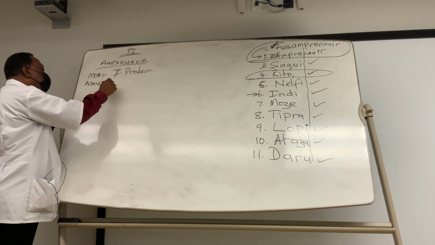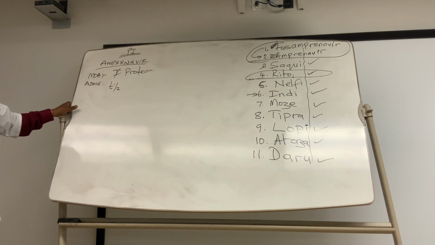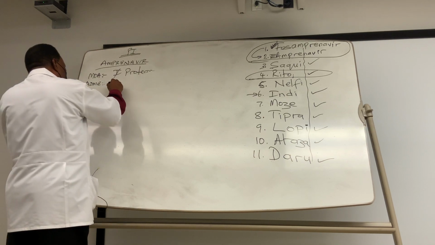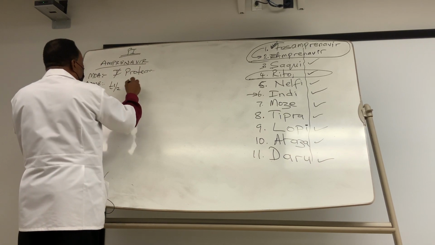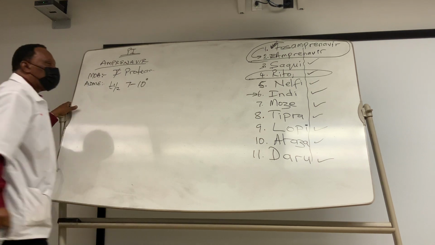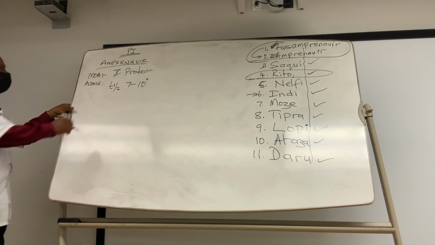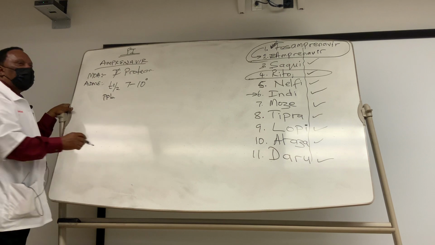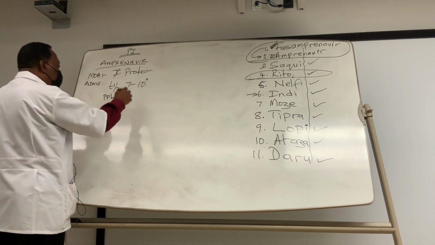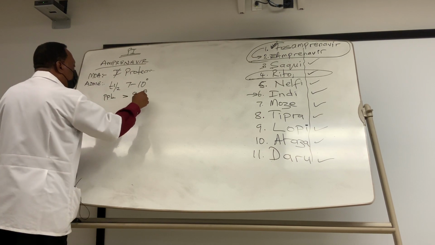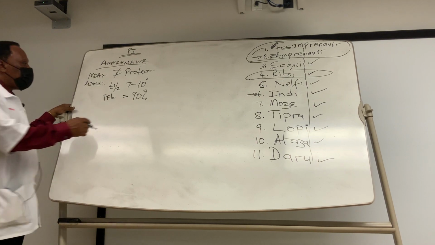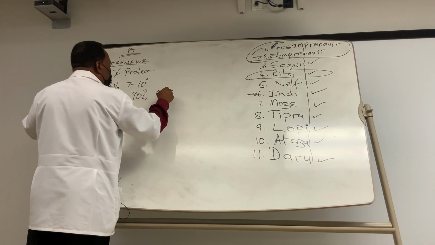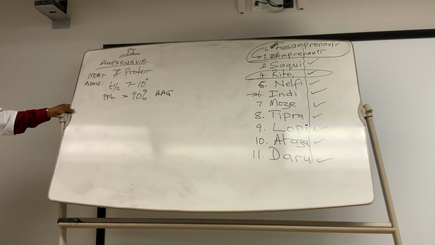So in terms of its half-life, the half-life is about 7 to 10 hours. Its plasma protein binding is greater than 90%. And in this case, again, it binds to alpha acid glycoprotein, just like your etravirine. Okay.